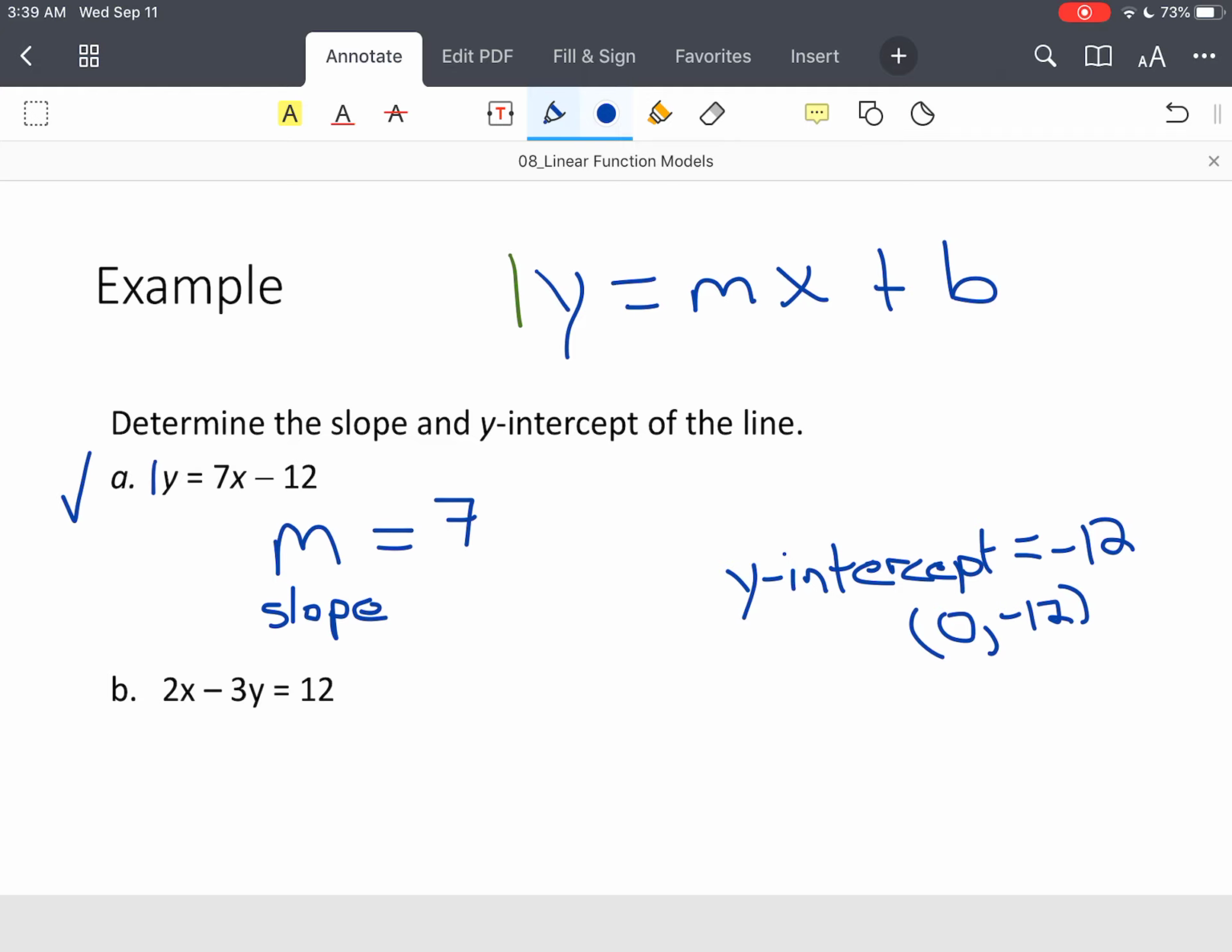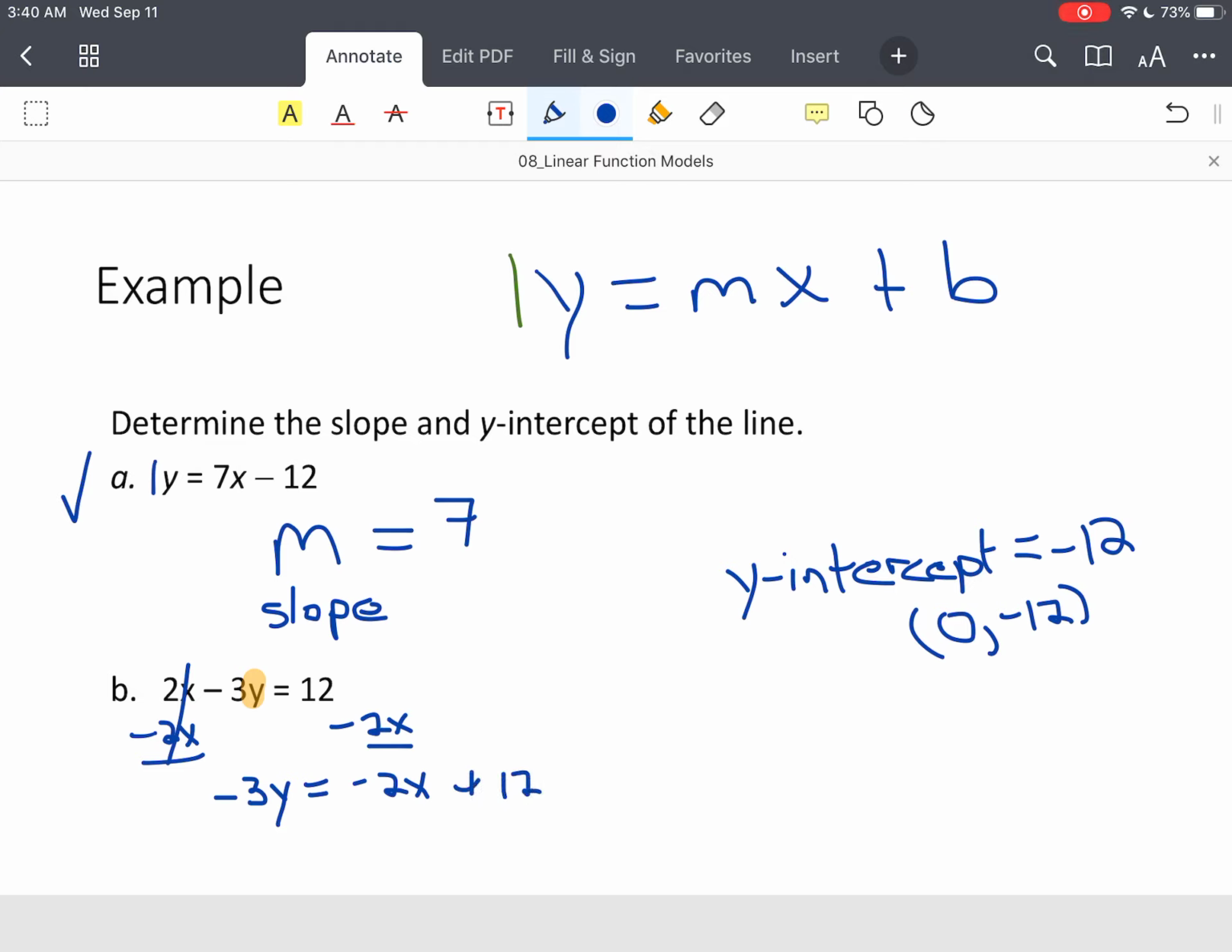Second one, 2 times x minus 3y equals 12. It doesn't have the form that we need, so we've got to manipulate the equation. The first thing we want is this y by itself. So the first thing we're going to do is move this 2x to the right side of the equation via subtraction. So 2x minus 2x goes to 0. We're left with negative 3y equals negative 2x plus 12.